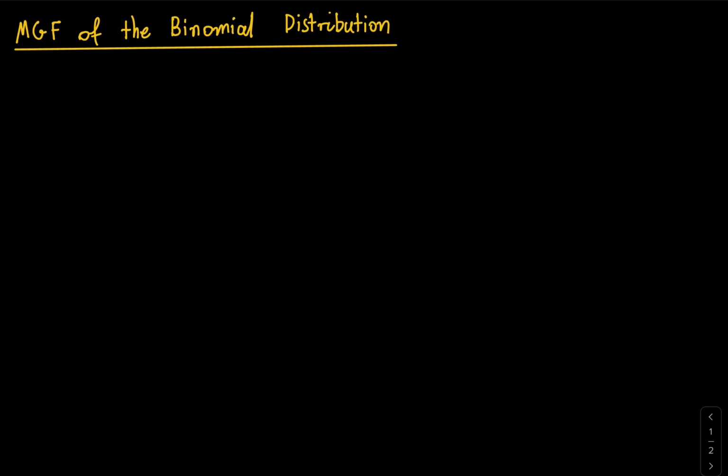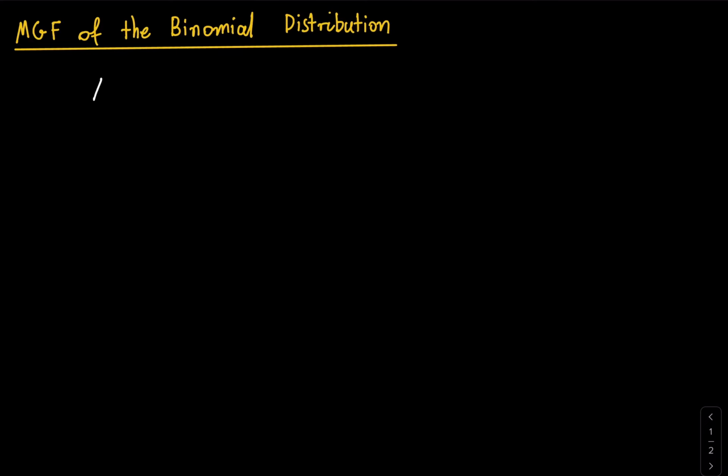Welcome. In today's video, we're going to look at the derivation of the moment generating function of the binomial distribution. We are then going to use this distribution to derive the first moment, the second moment, and the variance of the binomial distribution.